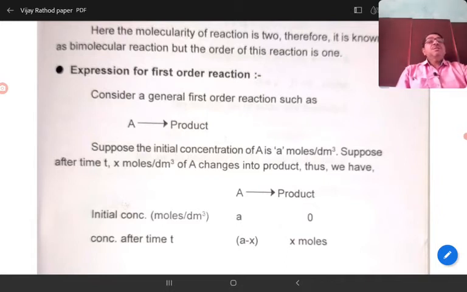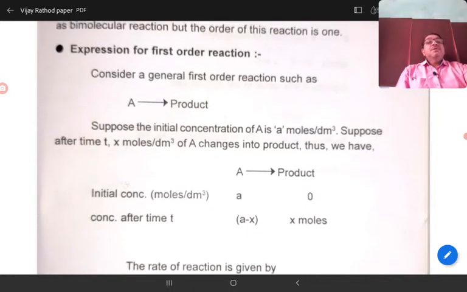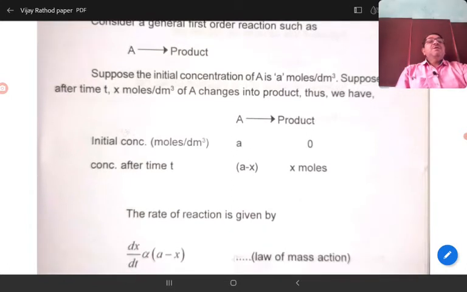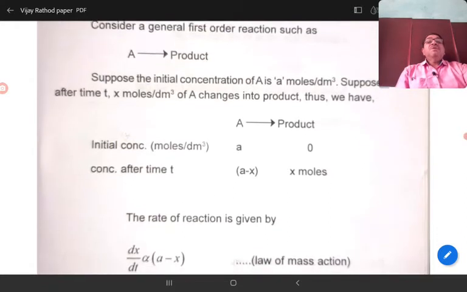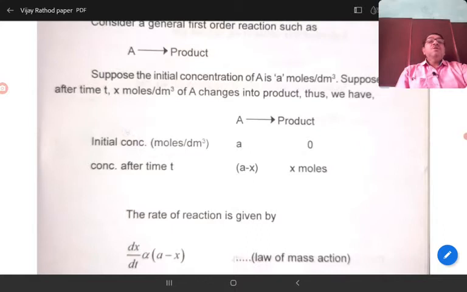So when we consider the reaction A gives product, for the derivation we have to consider the initial conditions. Suppose the initial concentration of A is a moles per decimeter cube. Suppose after time t, x moles per decimeter cube of A changes into product. Thus, when A is converted into product P, we consider the initial concentration of reactant in moles per decimeter cube as a.